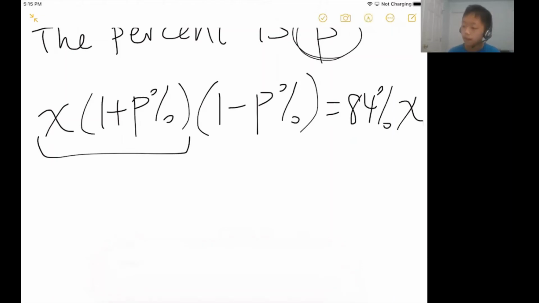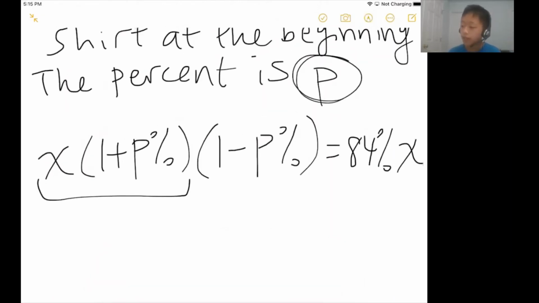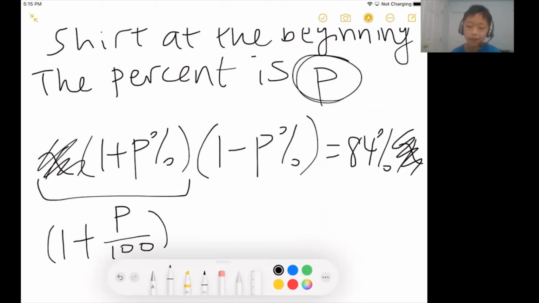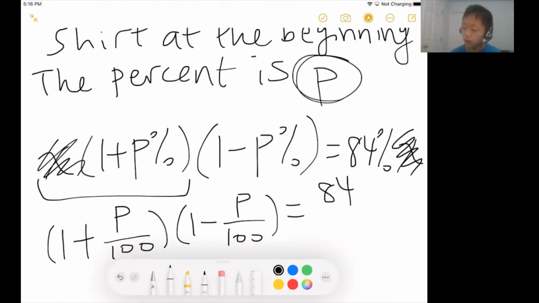Now we have this equation, and conveniently the X's cancel out on both sides, so we don't actually need to know the value of X. We have (1 plus P%) times (1 minus P%) equal to 84%. Now we have one equation and one variable. Remember that something percent is essentially that number divided by 100. If we have 10%, that just means 10 over 100. So 1 plus P% is 1 plus P over 100, 1 minus P% is 1 minus P over 100, and this has to equal 84%, which is 84 over 100.